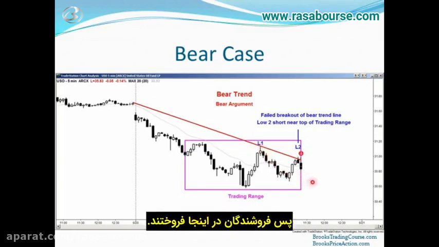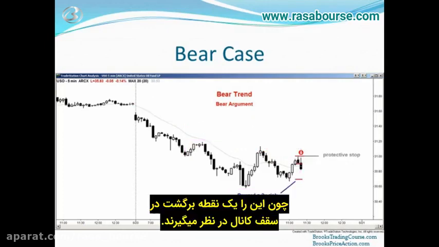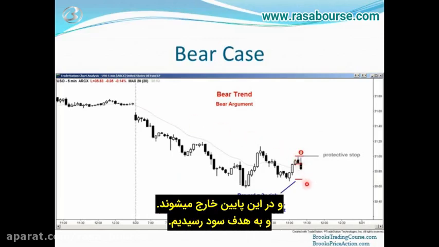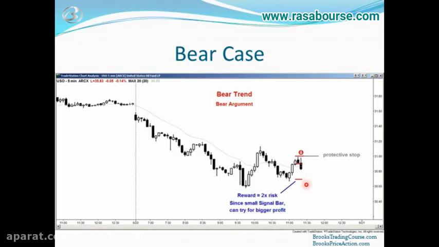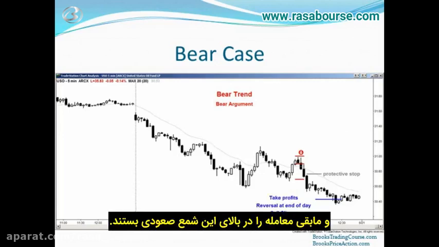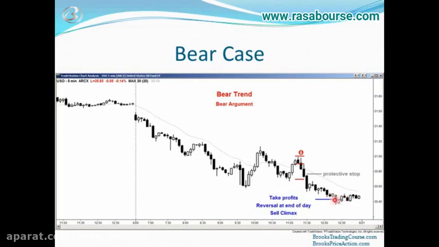So the bears took that short. They're viewing it as a reversal down from the top of the channel, and they're going for a risk that's 2 times their reward, which is down here, and they'll look to exit with their profit here. And they obviously got filled. Maybe they'd take half off and then swing the balance, and they'd take the rest off above this little bull bar going into the end of the day.